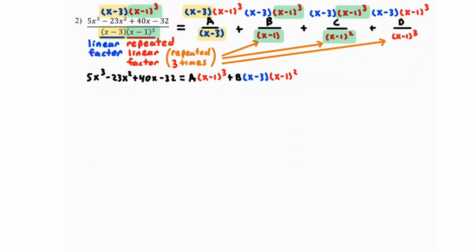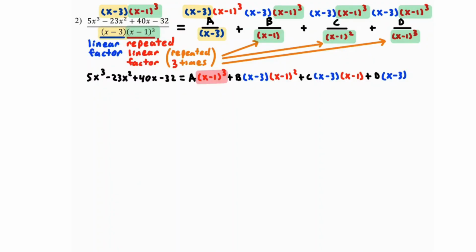For the fraction with the c term, there are 3 copies of x minus 1 in the numerator, 2 copies of x minus 1 in the denominator. So they will cancel out, leaving x minus 1 in the numerator. So we have c times x minus 3 times x minus 1. And finally, for the fraction with the d term, the x minus 1 cubed is both in the numerator and denominator, so they cancel out, leaving d times x minus 3.